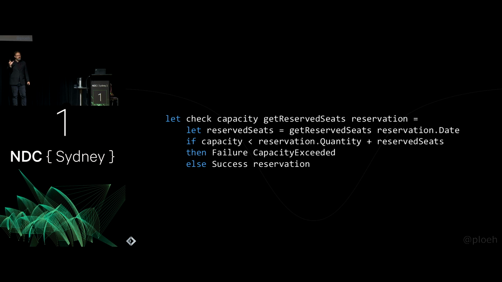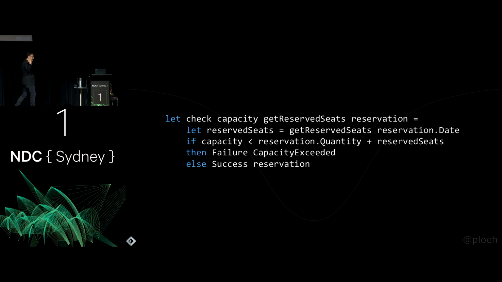Now, get reserved seats is a function. It plays the exact same role as that repository that you saw before. On the first line, you can see it says, let reserved seats equal get reserved seats reservation.date. That is a function call. I'm calling the function get reserved seats with the reservation's date, and I'm getting out of that function call the number of already reserved seats. That function is just being passed in, and it's sort of polymorphic because I'm not asking for a specific function. I'm just asking for a function that can take a date as input and give me an integer as output. Any function that can do that fits that description, and that will compile.